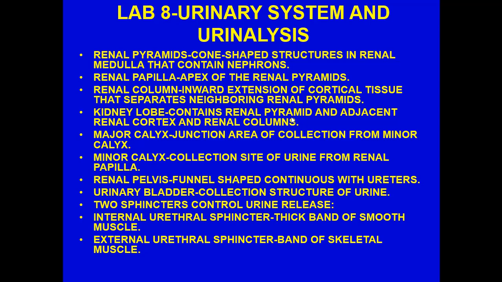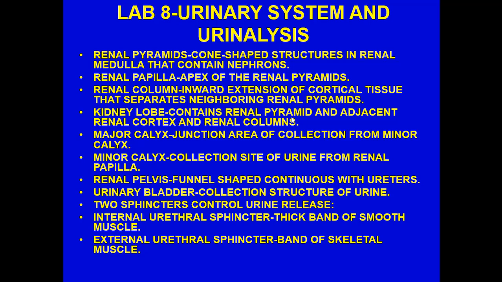We have two calyxes here. You want to keep clear on the separation of each and the understanding of each. The major calyx is the junction area of collection from the minor calyx. The minor calyx is a collection site of urine from the renal papilla. The renal pelvis is a funnel-shaped structure that's continuous with the ureters.